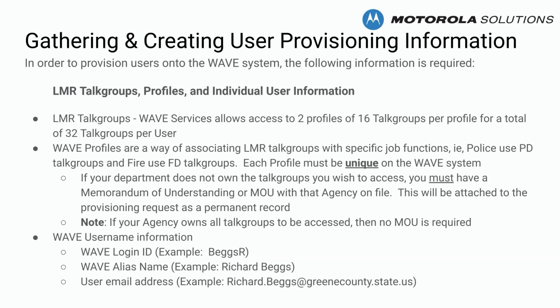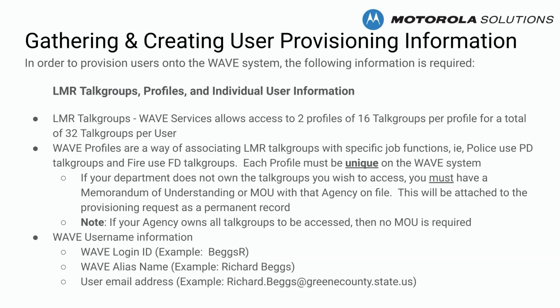If your department does not own the talkgroups you wish to access, you must have a Memorandum of Understanding, or MOU, with that agency on file. This will be attached to the provisioning request as a permanent record. Typically, these are done on your letterhead, signed by the agency that you wish to access, and then scanned. The scanned record can be uploaded to the system and will be attached as a permanent record.